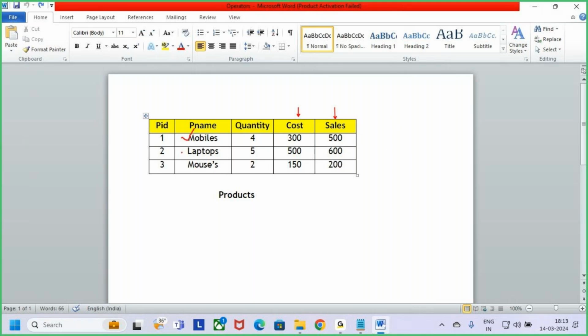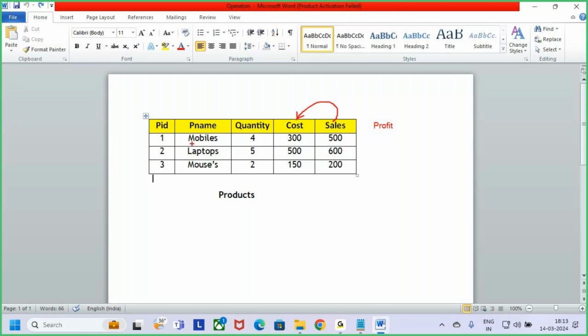By selling one laptop, what's the profit? By selling one mouse, what's the profit you'll get? Now to find out the profit, I want to subtract the sales column values with the cost column. When I subtract the sales column values with the cost column, I'm going to find out what? Profit. So by selling one mobile phone, what's the profit I'll get?